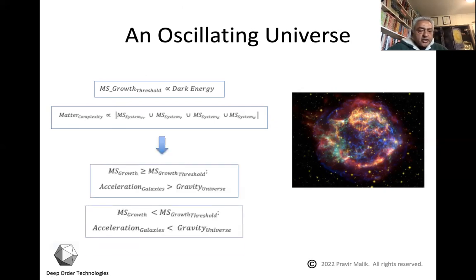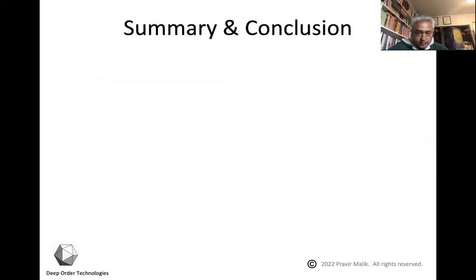But essentially, there's a threshold level. If the manifested set is growing above a certain threshold, then the macro effect is going to be that we'll observe an acceleration of galaxies that will be greater than the in-pulling gravity of the universe, and therefore we'd have an expanding universe. On the flip side, if the manifested set is growing at a rate lower than the threshold, then you're going to have an acceleration of galaxies that is less than the in-pulling gravity of the universe, and the universe is essentially going to begin to collapse.